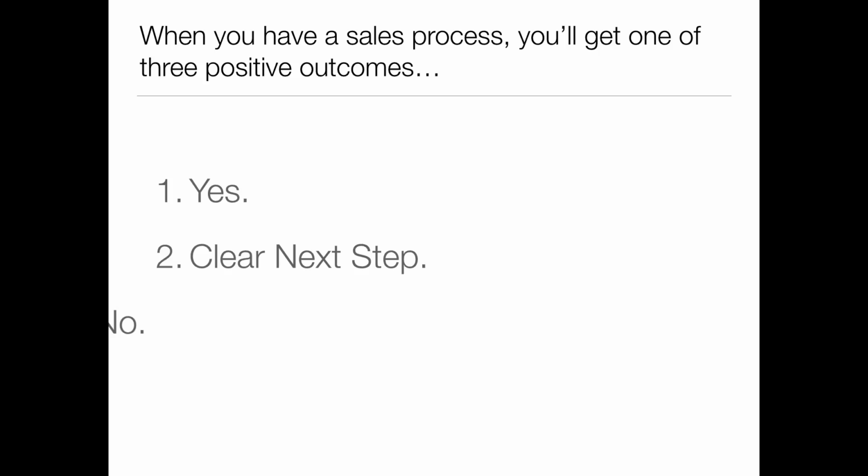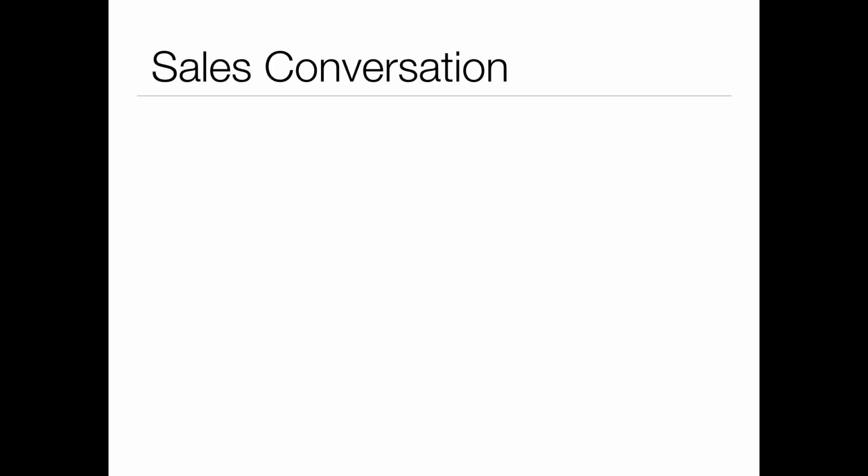A clear next step is different than a follow-up, because if they don't give you a yes, and actually the third one is a no, and a no is a positive thing because you don't waste any more time. But if you don't get a yes and you don't get a no, a clear next step is important because a clear next step has 3 concise things. It has a time when you're going to get back together, whether that's on the phone or in person, it doesn't matter. You have a date of when you're going to get back together, and you have an agenda of what's going to happen when you do, and that's the most important part.